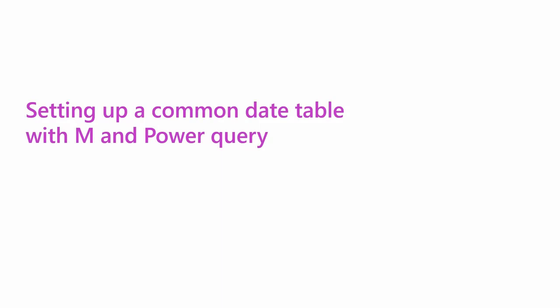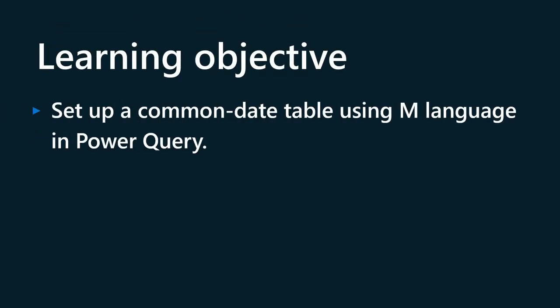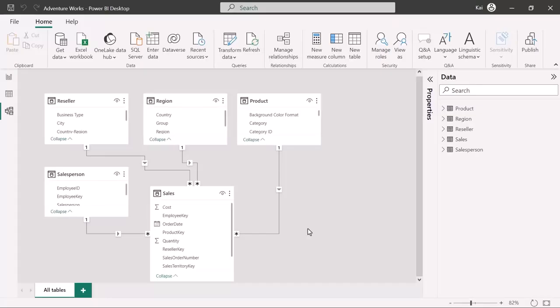To execute time intelligence functions, your data model must contain a common date table. In this video, you'll explore the process for setting up a common date table using M language in Power Query. AdventureWorks must execute time intelligence functions, but its data model lacks a common date table. Let's help AdventureWorks by creating a date table using M language in Power Query.